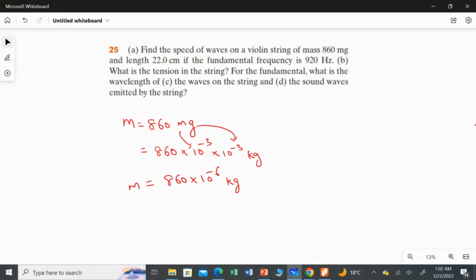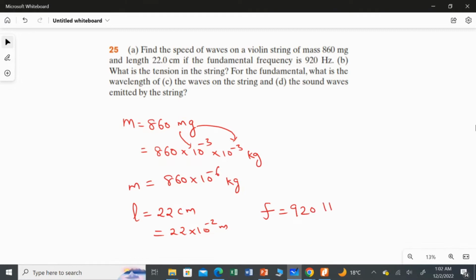And what is the length of the string? The length of the string, they mention 22 centimeter. To convert to meter, it is 22 multiply 10 power minus 2 meter, right? And they mention it has the fundamental frequency. So the fundamental frequency value is 920.